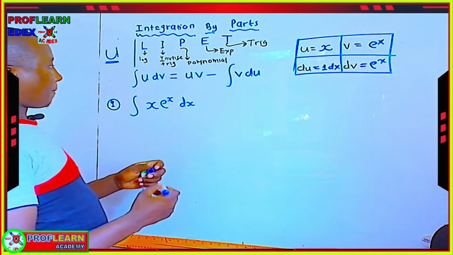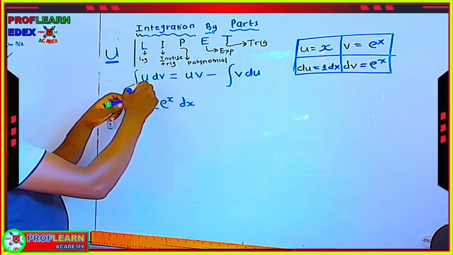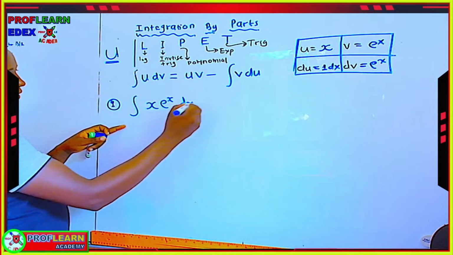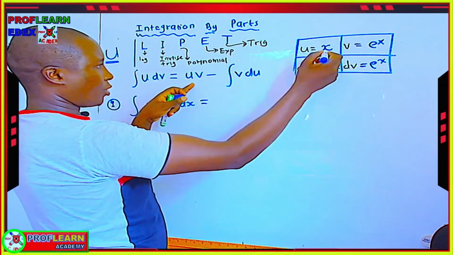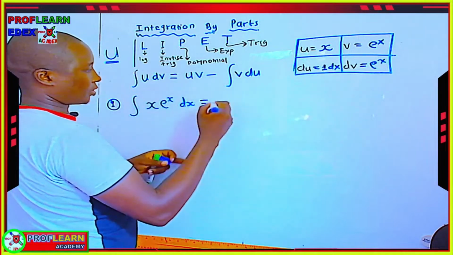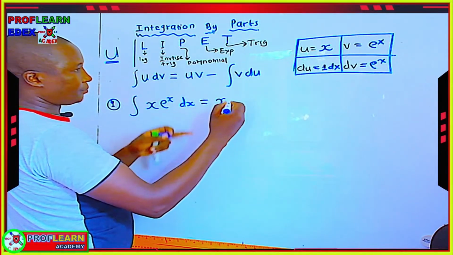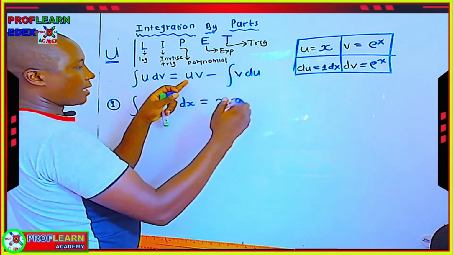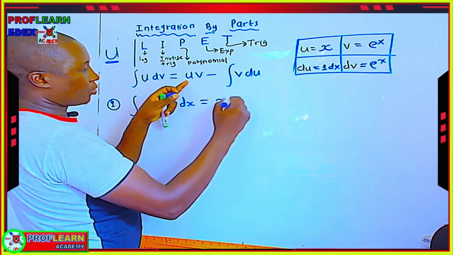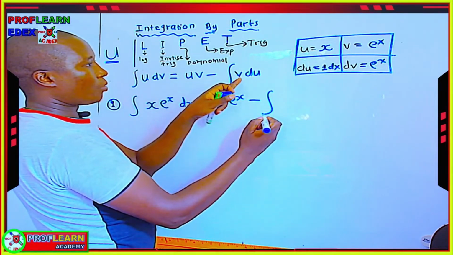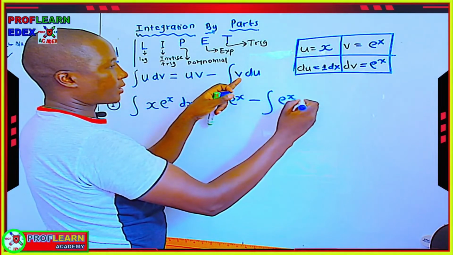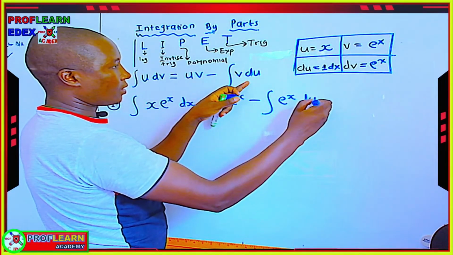So once you've identified that, remember the formula says what? If you're integrating this, it will be uv. What's your u? Your u is x. Your v is what? e to the x. So we can say x, because our u is x and our v is e to the x, so we shall say x e to the x, like that, minus integral of v. What is our v? e to the x. Then we say du.